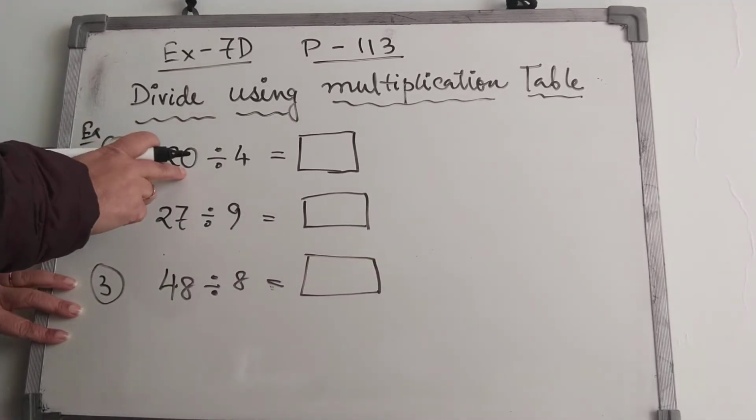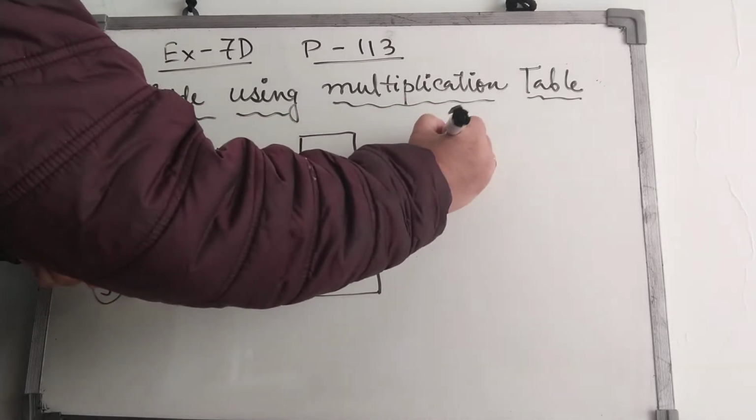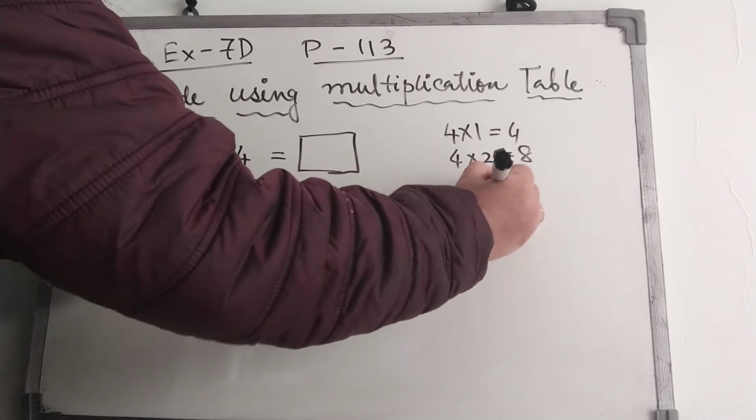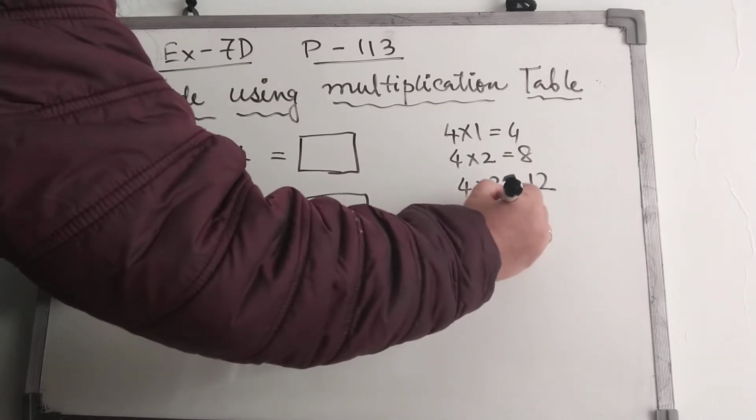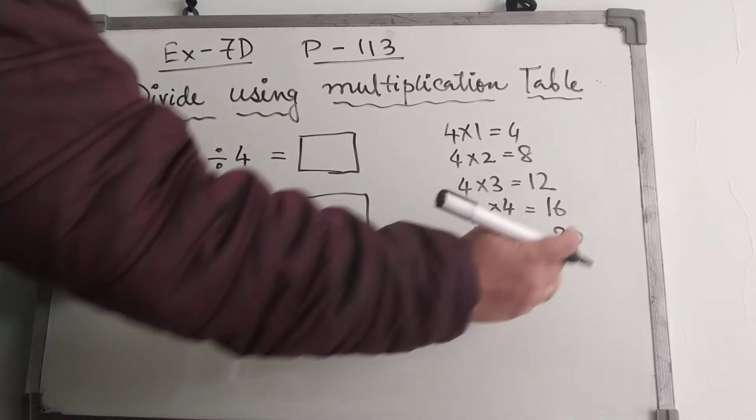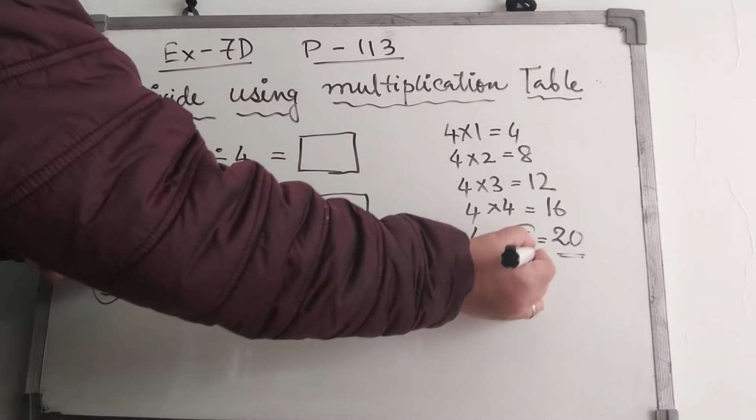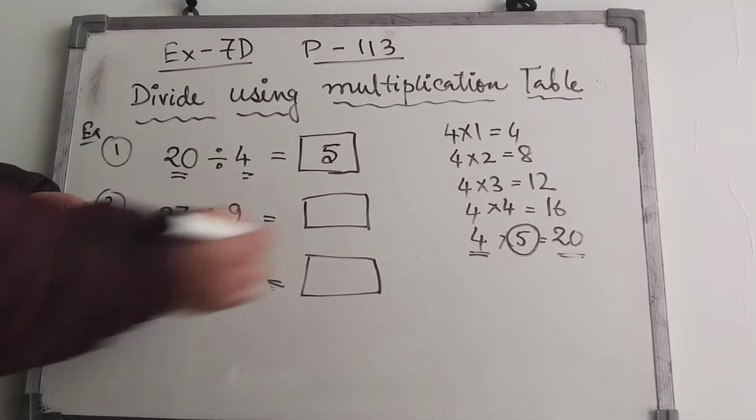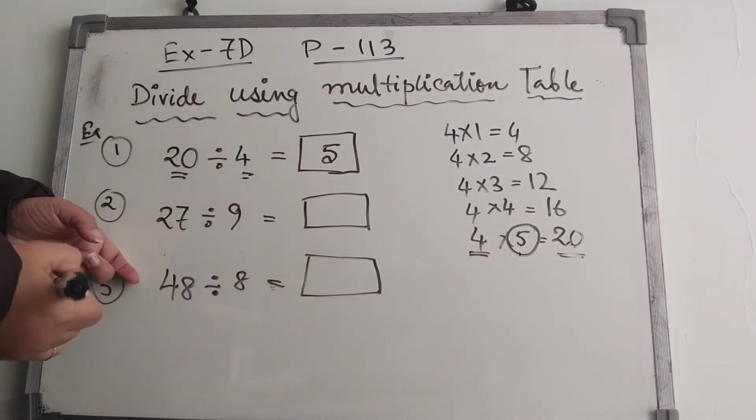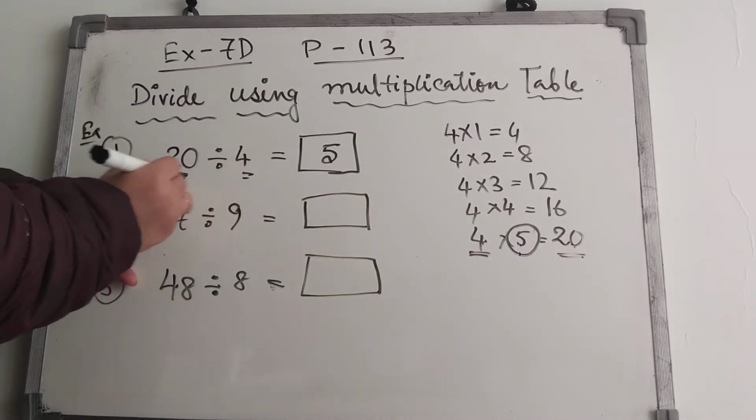Okay, now 20 divided by 4. So we will use table 4. 4 ones are 4, 4 twos are 8, 4 threes are 12, 4 fours are 16, 4 fives are 20. So we got 20, we got 4, and what is remaining is 5. That means we will write 5 here. 4 fives are 20, means 20 divided by 4 is equal to 5. We have to tell the multiplication table till we get this.